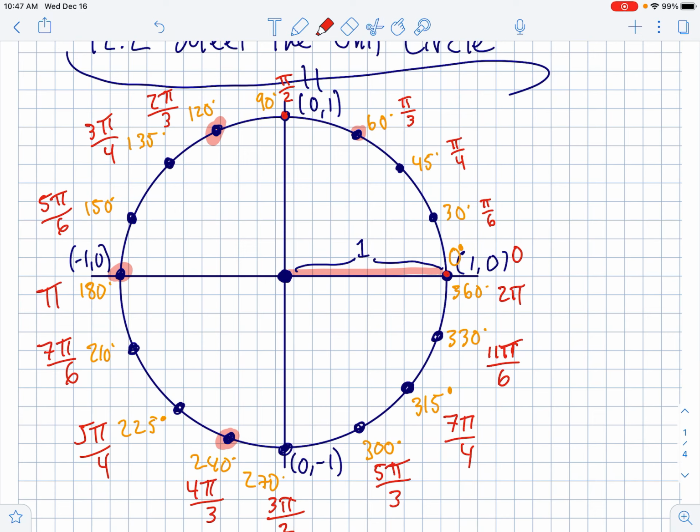But yeah, these are all the radians and degrees. So I really urge you guys to just think in terms of radians. If I throw out a 7 pi over 6, you're like, oh, that's pi over 6 past 6 pi over 6. So it's going to be right here around 210 because pi over 6 is the same thing as 30. So it's 30 degrees past 180.